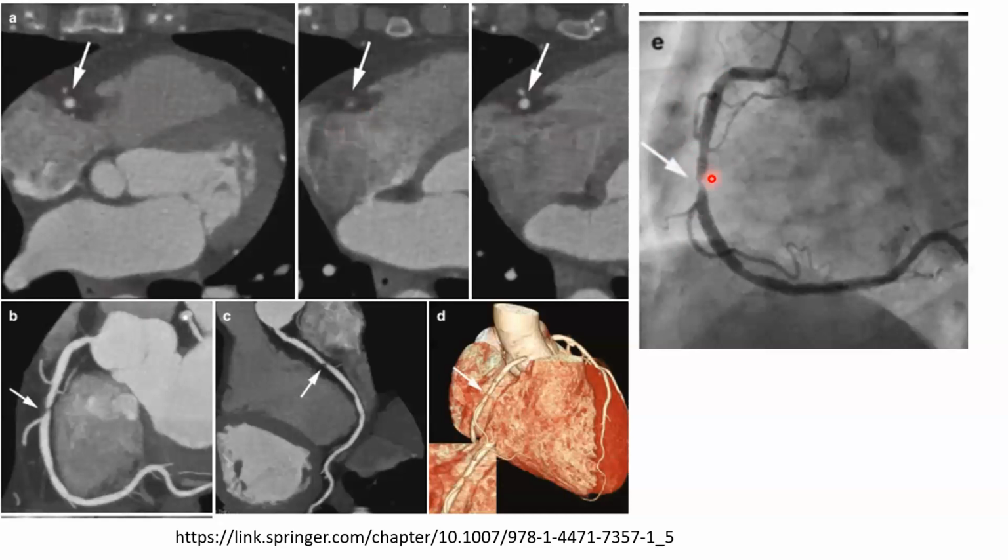Corresponding to this multi-planar reconstruction, we are seeing here the stenosis of the right coronary artery. This is confirmed by the coronary angiography. There's a mid-tight stenosis of the right coronary artery before the branch. So before this branch comes out, there's a tight stenosis of the right coronary artery.